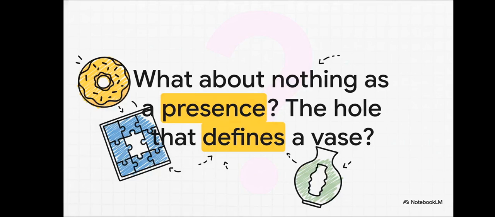I mean, as the source material points out, some absences are actually structural. The empty space inside a donut is what makes it a donut, right? The shape of a missing puzzle piece tells you exactly what you need to look for. These are absences that are actually doing a job. They have a real presence.